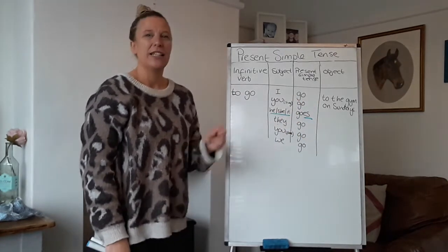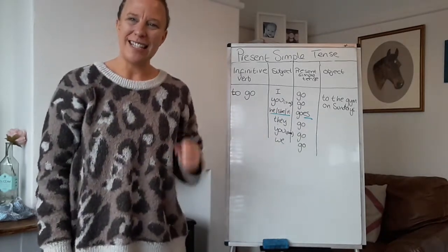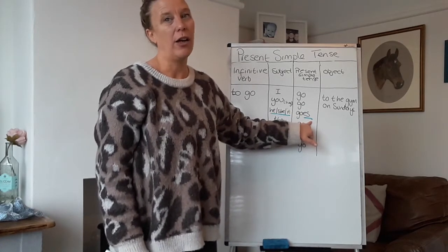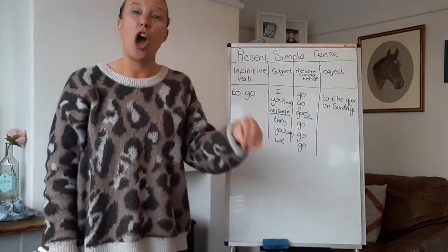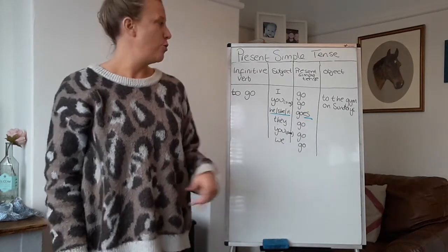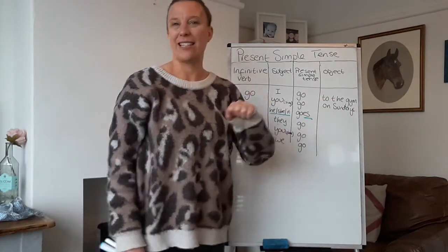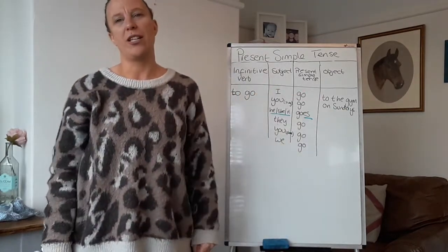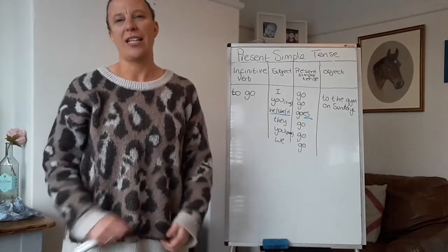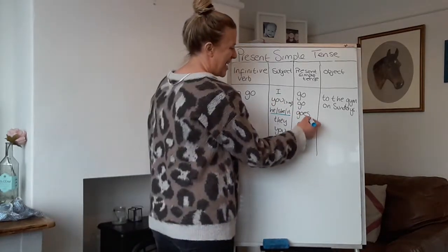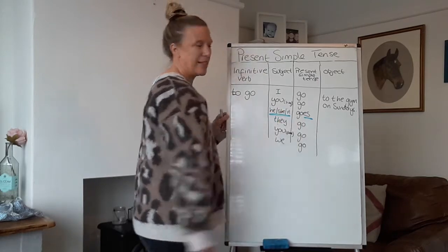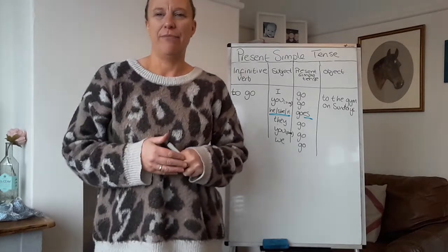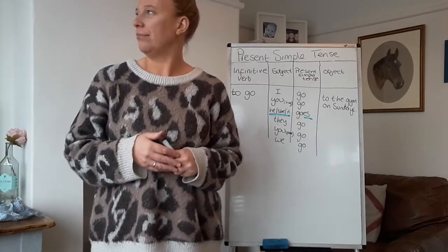Now, most verbs in the present simple, for he, she and it, we add s or es. Okay, so with go, we add es. It becomes goes. He goes to the gym on Sundays. I go to the gym on Sundays. They go to the gym on Sundays. She goes to the gym on Sunday. So we add this es for he, she or it. My mother goes shopping on Saturdays. She, my mother.